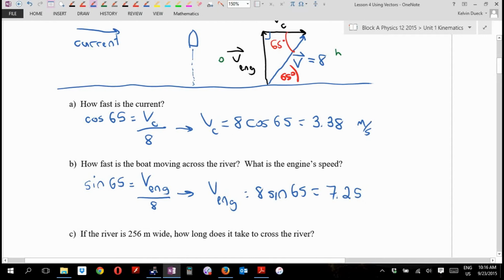Units, Jake? Yeah. What is the plane's engine speed? What is the boat's engine speed? Same answer. It's that.